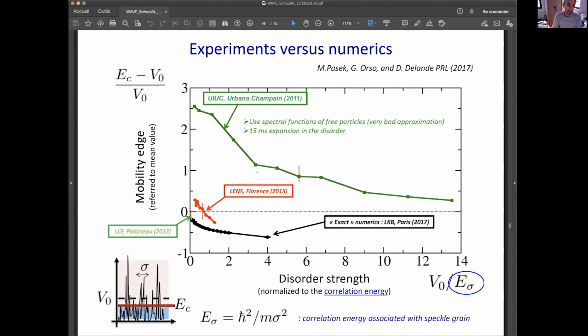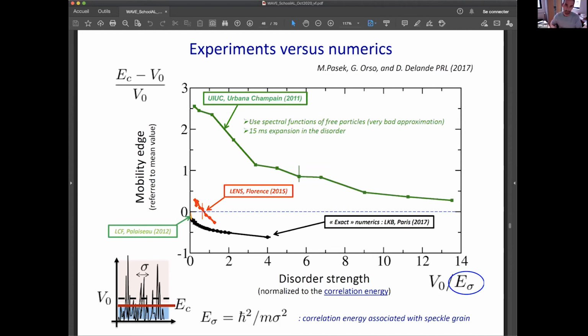And I don't want to enter too much into the debate here, but there are a lot of problems in this work. Maybe one of them, to explain what we have done before: I told you that to try to see this localization, we went up to 6 seconds to be able to differentiate between localization and slow diffusion. In this experiment, they went only for 15 milliseconds. So the first problem is that they can barely see whether this is slow diffusion or localization.